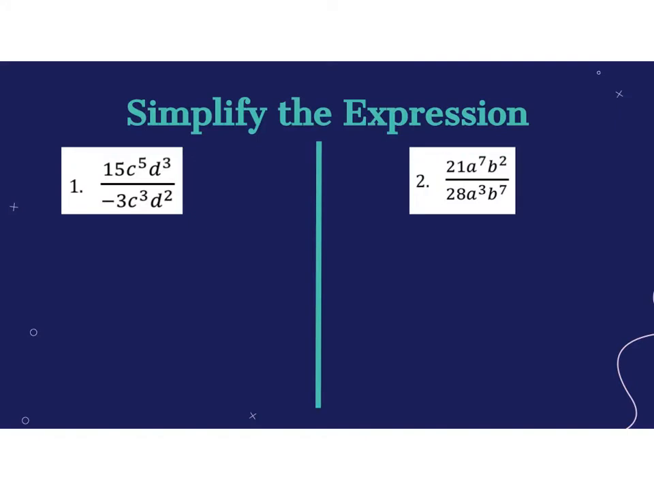Okay, so let's go ahead and do some examples. So when I look at number 1, I have 15c to the 5th times d to the 3rd in the numerator, divided by negative 3 times c to the 3rd times d squared in the denominator, okay?